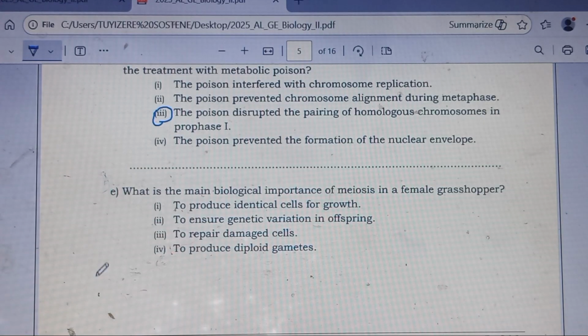Question E. What is the main biological importance of meiosis in a female grasshopper? I. To produce identical cells for growth. II. To ensure genetic variation in offspring. III. The repair of damaged cells. IV. To produce diploid gametes. The correct answer here is II, to ensure genetic variation in offspring.